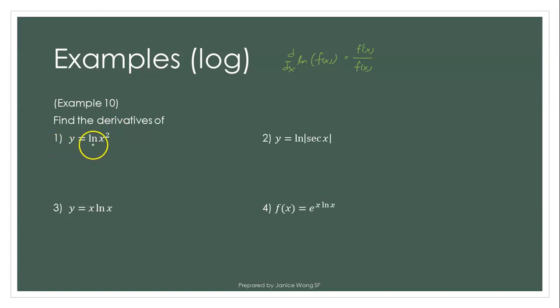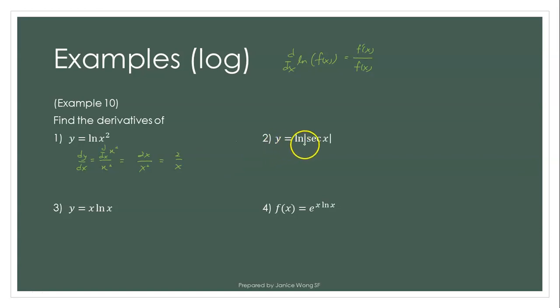Number 1, y equals ln x squared. So what do you get for dy over dx? ln carries x squared, so write x squared as the denominator. We need to differentiate x squared and put it on top. Differentiating x squared, we get 2x over x squared. Further simplifying, we get 2 by x.